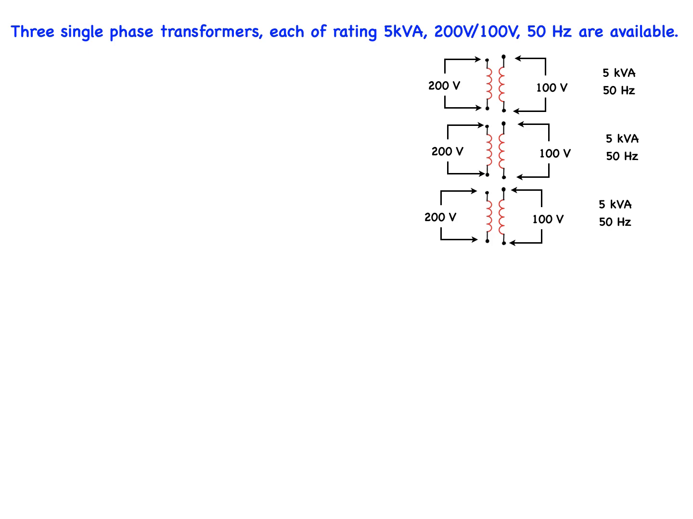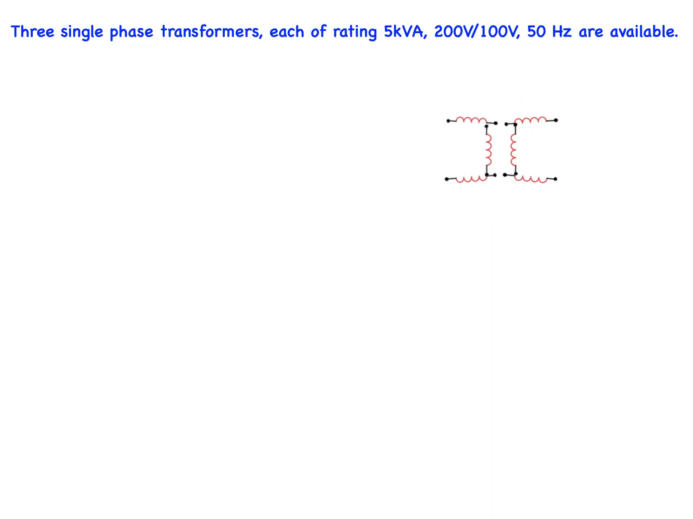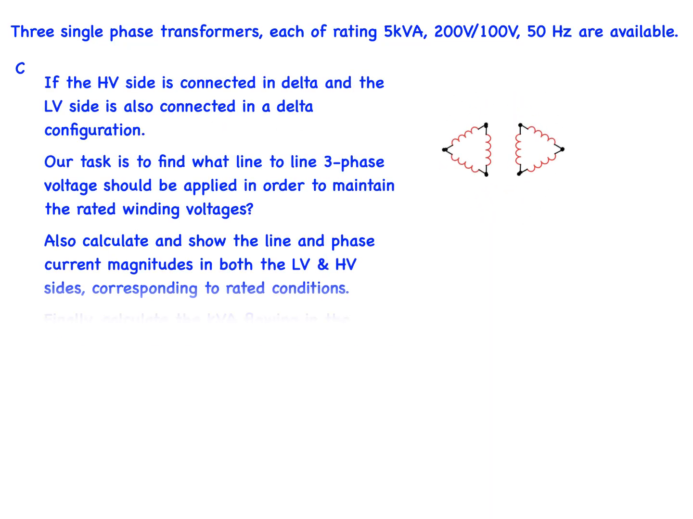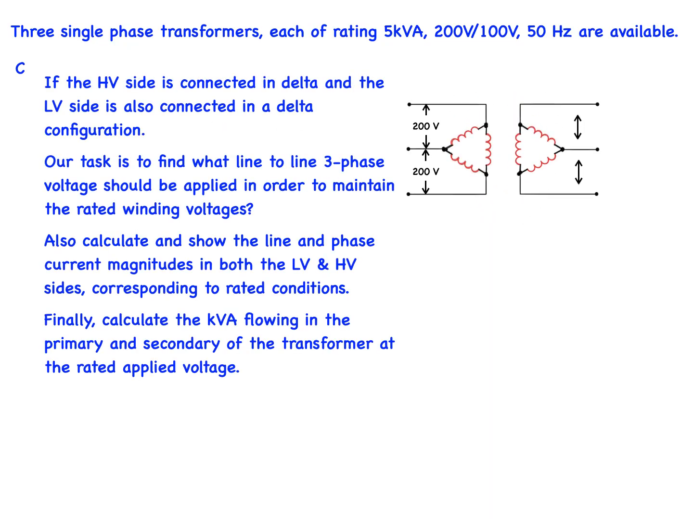We are returning once again to our three single-phase transformers, each with a rating of 5 kVA and a turns ratio of 200 to 100 at a frequency of 50 Hertz. If the high side is connected in delta and the low voltage side is also connected in delta configuration, our task is to find what line-to-line three-phase voltage should be applied in order to maintain the rated winding voltages.